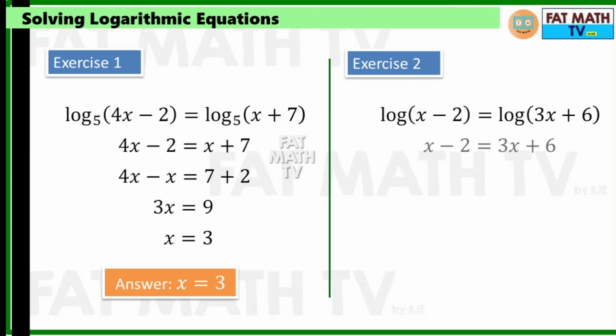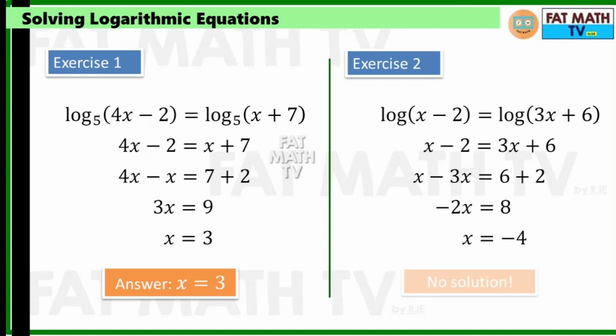Number 2, x minus 2 equals 3x plus 6. Put 3x to the left, that will be negative 3x. Put negative 2 to the right, that will be positive 2. x minus 3x is negative 2x. 6 plus 2 is 8. Divide both sides by negative 2, you will get x equals negative 4. And then substitute. You will have logarithm of negative 4 minus 2. That's logarithm of negative 6, which is not defined. So there is no solution in number 2 because you will have logarithm of a negative number, which is not defined.